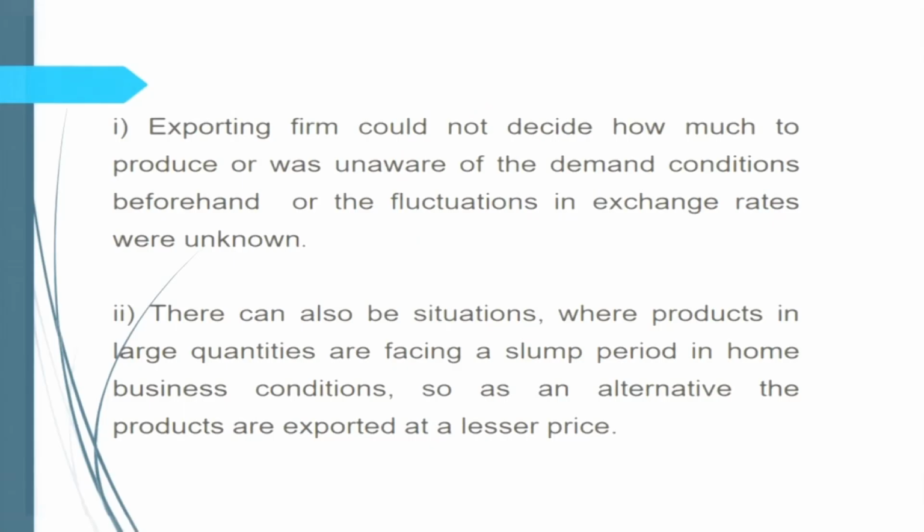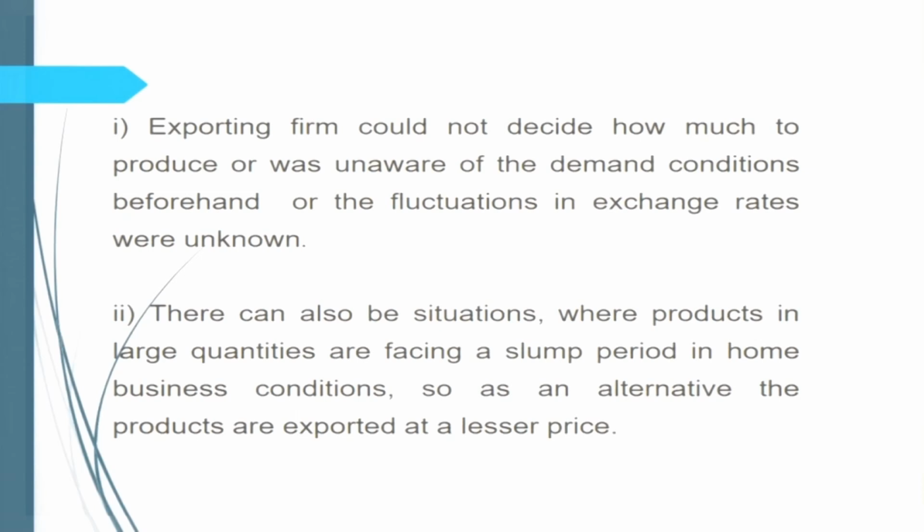Next is exporting firm could not decide how much to produce or was unaware. Sometimes the production is high, they could not assess what will be the exact demand. Let us say there is a new company that has entered a market, and they could not assess whether the product they are going to launch will be successful or not, but they have produced it in abundance. So, whatever remained, they want that it should not be wasted, they are ready to export it at a lesser price. In that way also we categorize it as sporadic dumping.